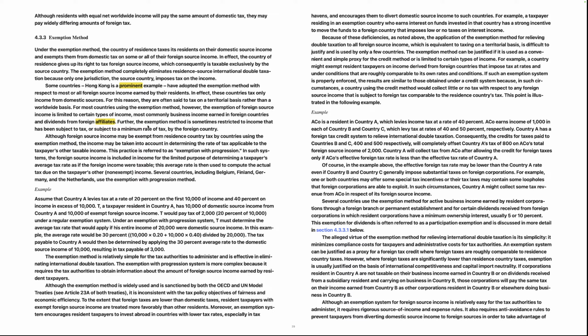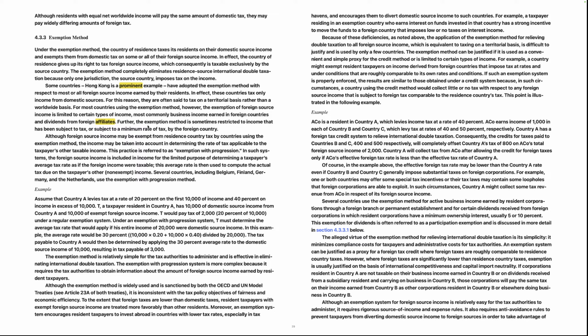Although foreign source income may be exempt from residence country tax by countries using the exemption method, the income may be taken into account in determining the rate of tax applicable to the taxpayer's other taxable income. This practice is referred to as exemption with progression.